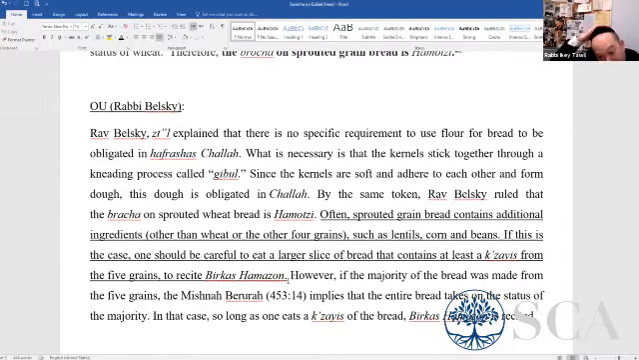So that's interesting, but I want to focus on the next part. However, if the majority of the bread was made from the five grains, the Mishnah Berurah implies that the entire bread takes on the status of the majority. In that case, so long as one eats a kezayit, Birkat HaMazon is recited. So two things. It doesn't write this here, but I was adding that piece.